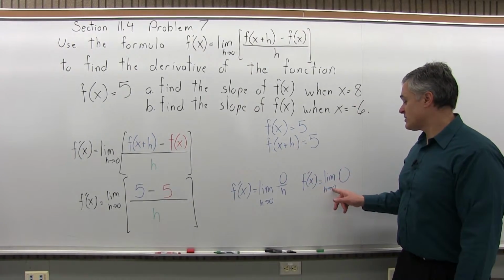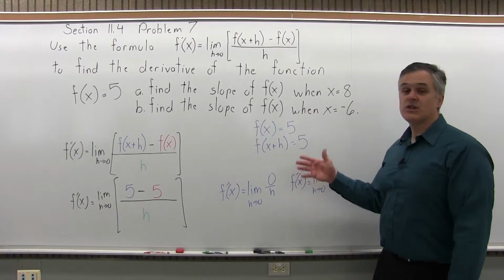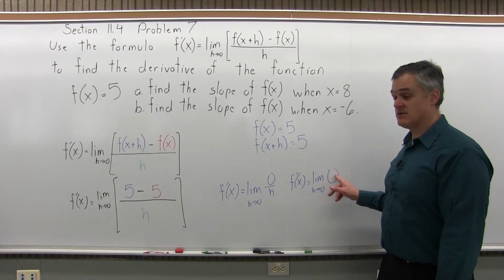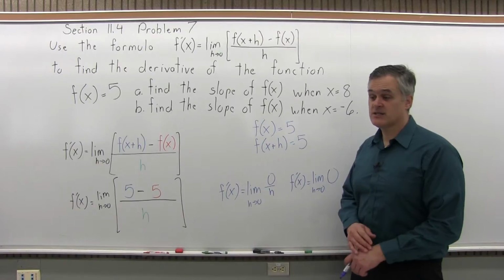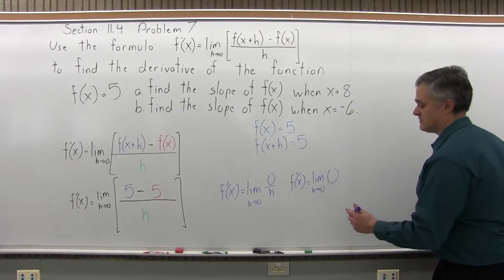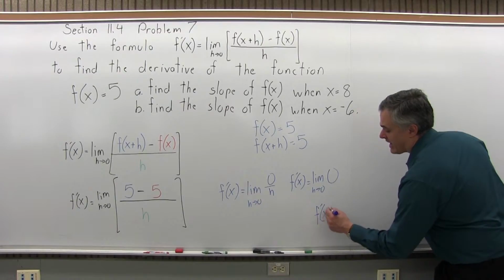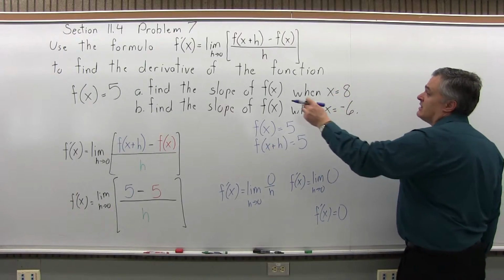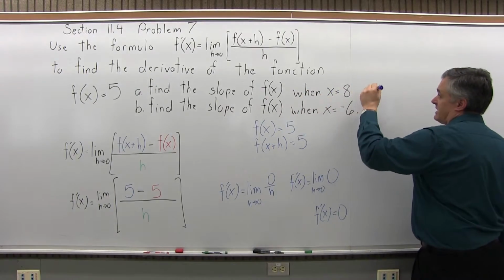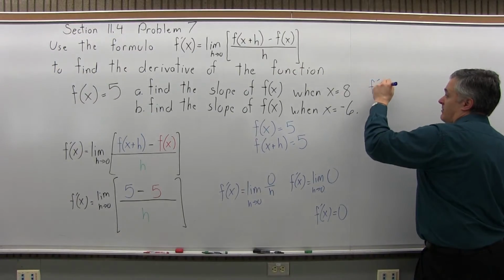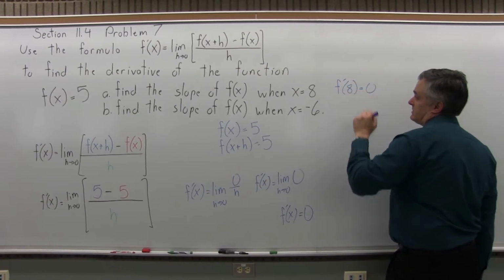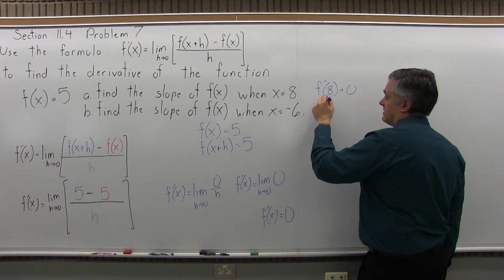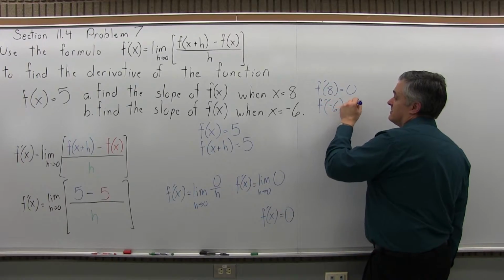So I'm taking the limit as h approaches 0 of 0. There's no h left to plug in a 0 for. So no matter what value h approaches, the answer is 0. So f prime of x is 0 for all values of x. F prime of x equals 0. So now going back to part A and part B of the question, it says find the slope of f of x when x is 8. So f prime of 8 equals 0. And for when x equals negative 6, f prime of negative 6 equals 0.